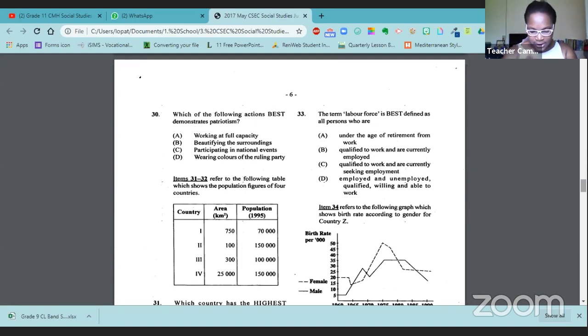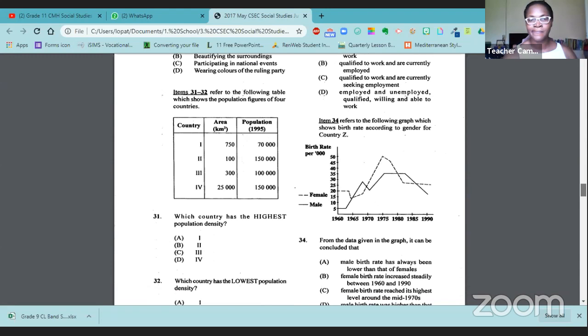33, the term labor force is best defined as all persons who are qualified to work and are currently employed. I think I gave you a different answer for this before, but we need to verify. So I'm going to ask you to just look up labor force, because there's a slight difference between labor force and workforce. Labor force is the number of people of working age within a population. So based on that, let me just look at that again. All right, so under the age of retirement from work, no. Qualified to work and are currently seeking employment, not necessarily. Employed and unemployed, qualified, willing, and able to work, that would be D.